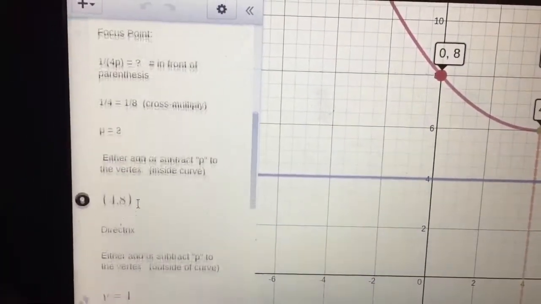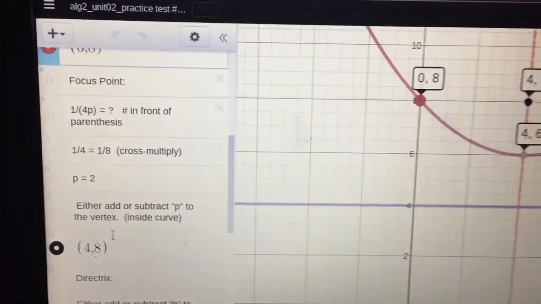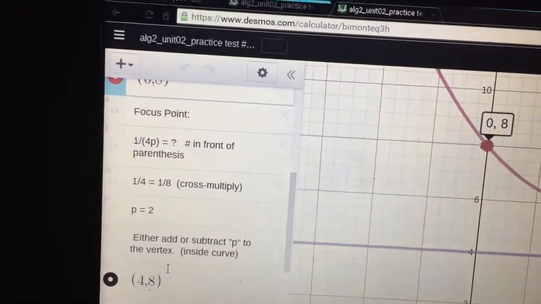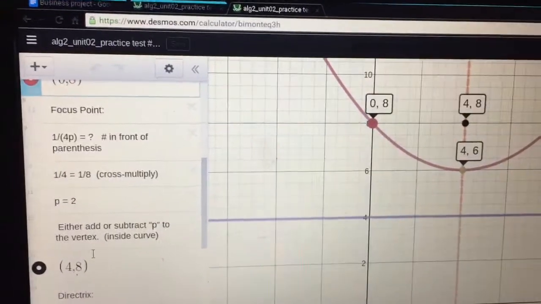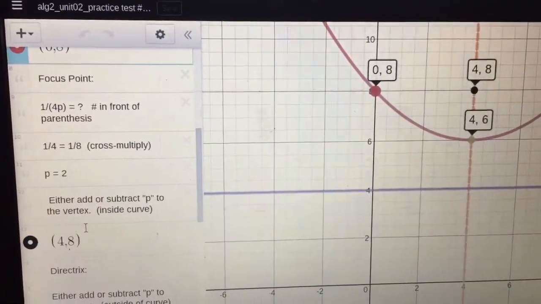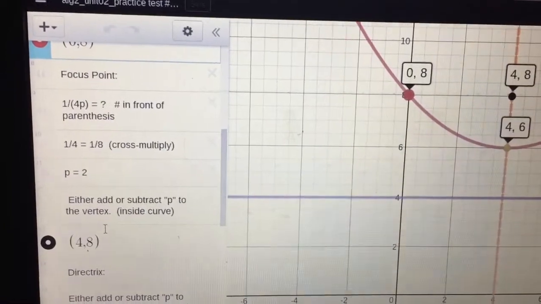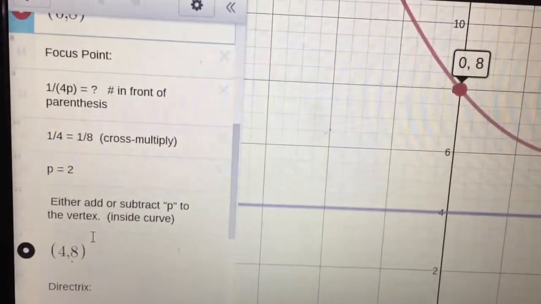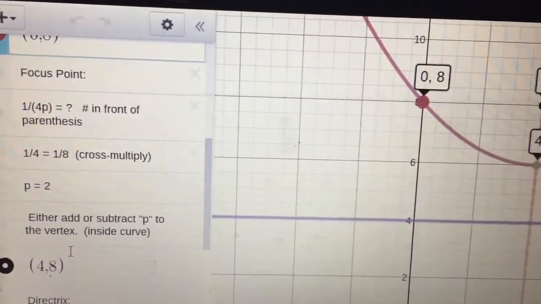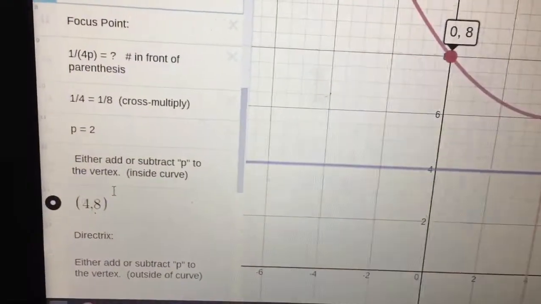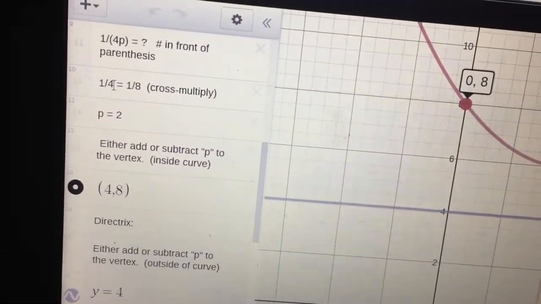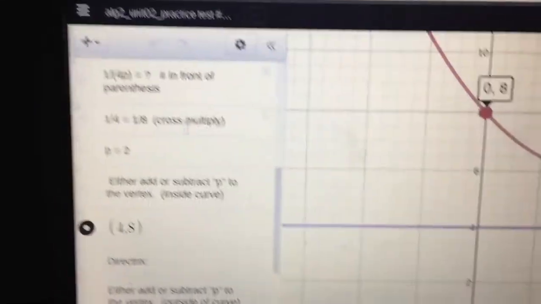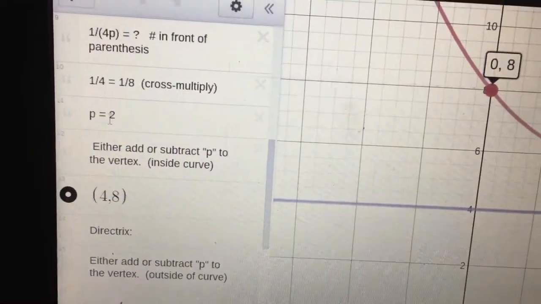Now to find the focus point, you have to use the formula y equals 1 over 4p times (x minus h) squared plus k. So we would take 1 over 8 and cross multiply it with 1 over 4p. Once you cross multiply, you get p equals 2. That's how you find your p.